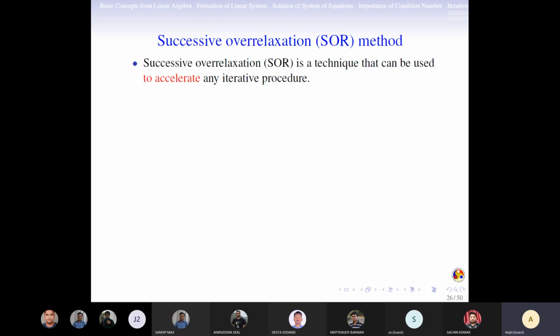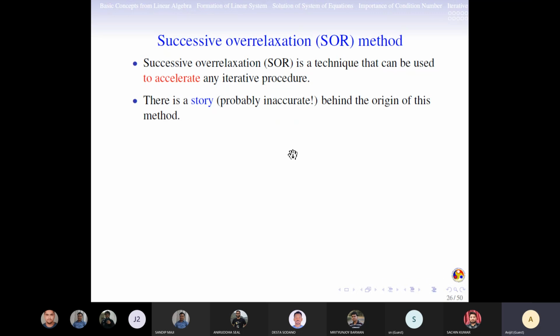The SOR technique can be used to accelerate any iterative procedure. SOR means successive over relaxation. We basically use this technique to accelerate some iterative process. So you can use this for the Jacobi method as well as the Gauss-Seidel method. These are some basic methods, and you can impose SOR on them so that it can speed up the convergence of your solutions. Next, there is a story behind the origin of this method, but the story is probably inaccurate.